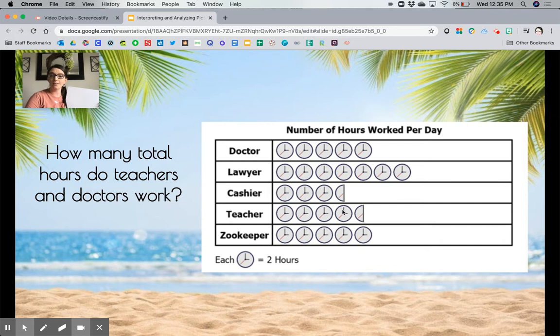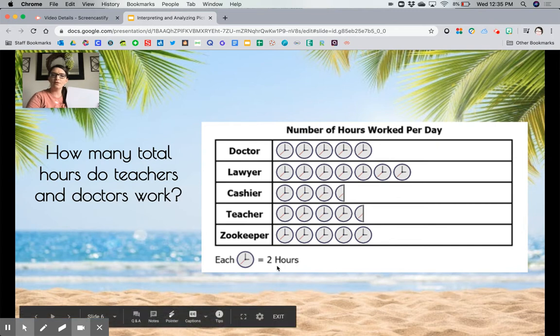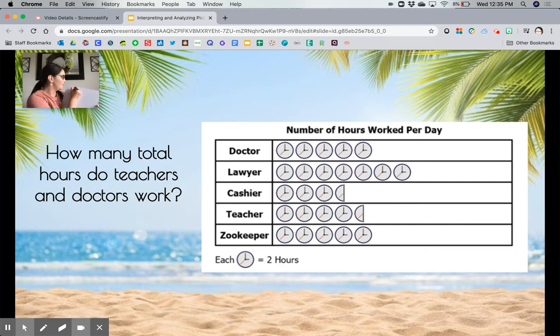2, 4, 6, 8, and then I have half a clock. Half a clock, so half of 2 hours would be 1 hour. So 2, 4, 6, 8, 9. So a teacher works about 9 hours a day. Let's see what a doctor works. 2, 4, 6, 8, 10. So I'm going to add 9 hours plus 10 hours, which gives me 19 hours. So 19 hours is how many hours teachers and doctors would work together.